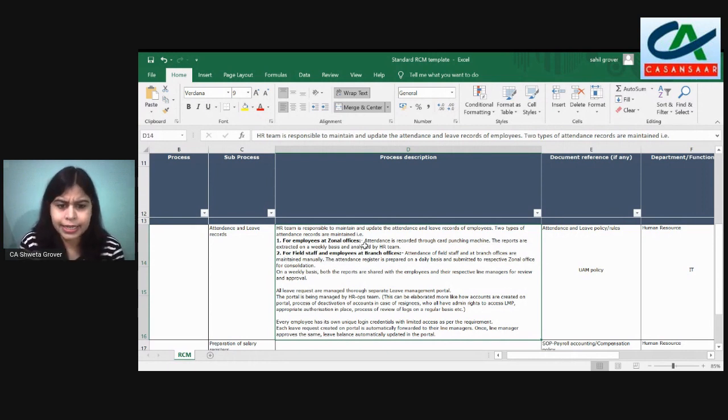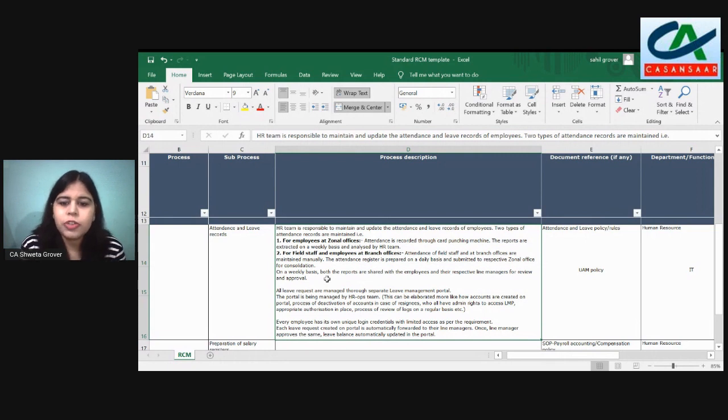Like I said, this company XYZ maintains attendance records at two levels. First, at zonal level. For zonal offices they have a card punching machine, because zonal offices are the corporate offices, and there they can manage to have a proper punching machine.